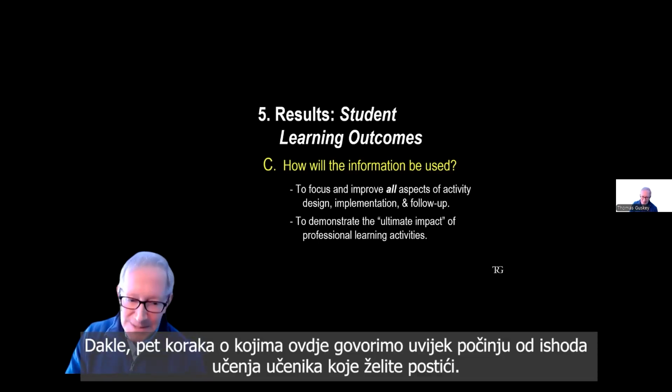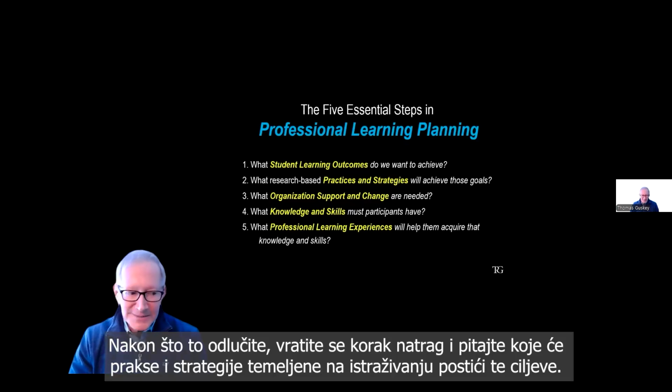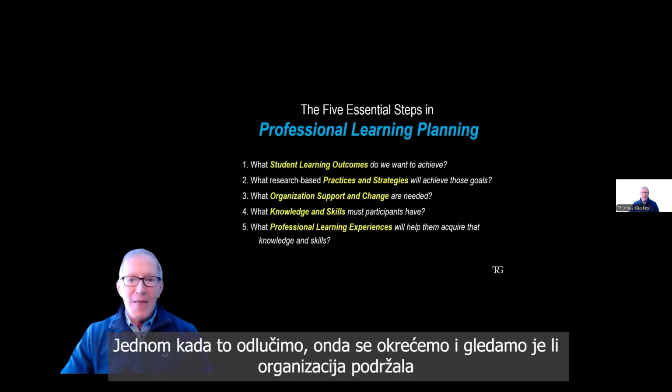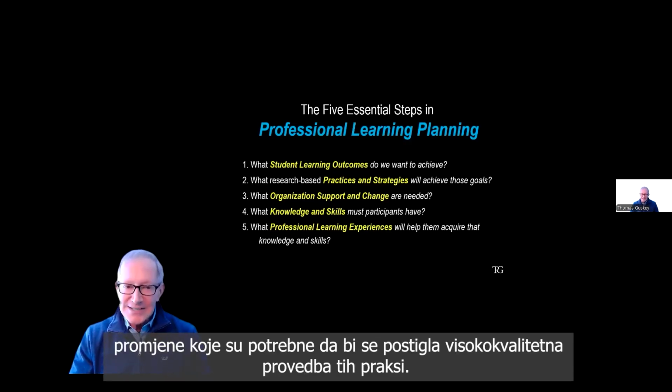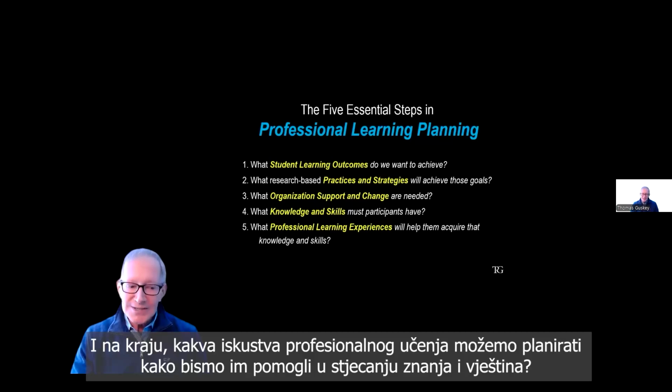So the 5 steps we're talking about here always begin with the student learning outcomes you want to achieve. Once you've decided that, then you move back and ask what research-based practices and strategies will achieve those goals. Once we decide that, then we turn and look at what organizational supports and changes are necessary to gain that high quality implementation of those practices. What knowledge and skills must participants have in order to implement those practices with fidelity? And finally, what professional learning experiences can we plan to help them acquire the knowledge and skills?